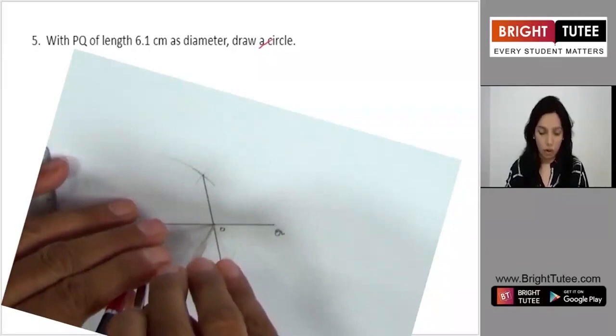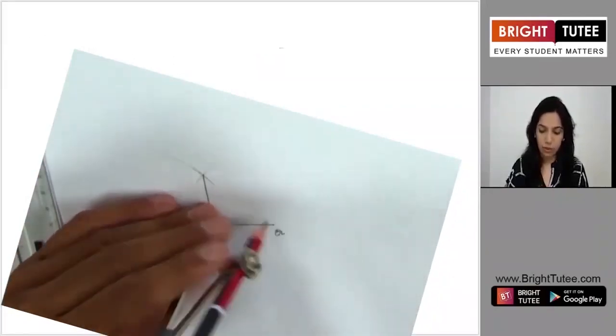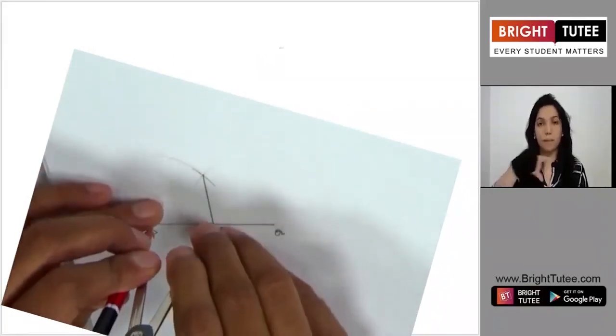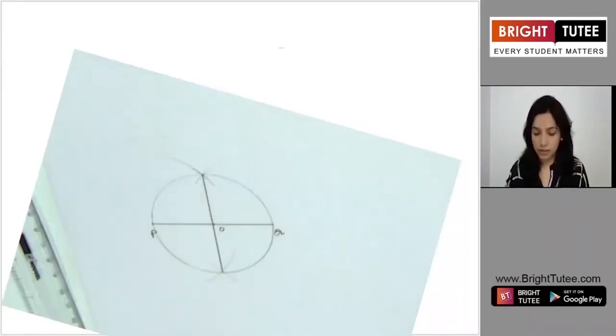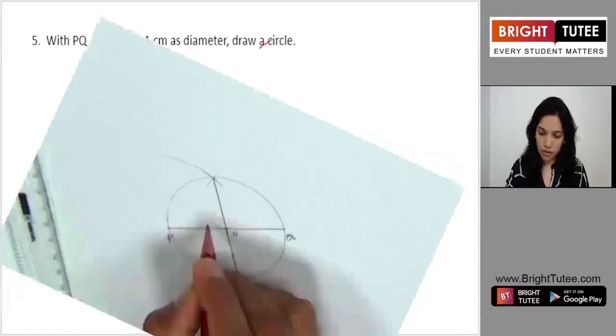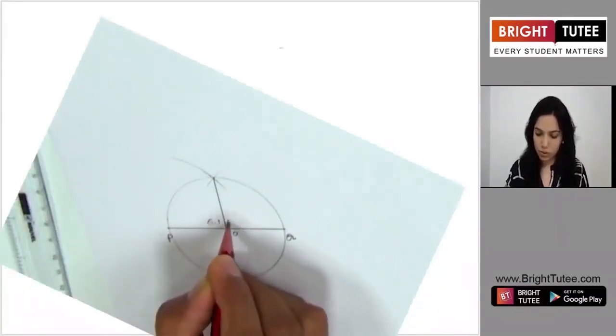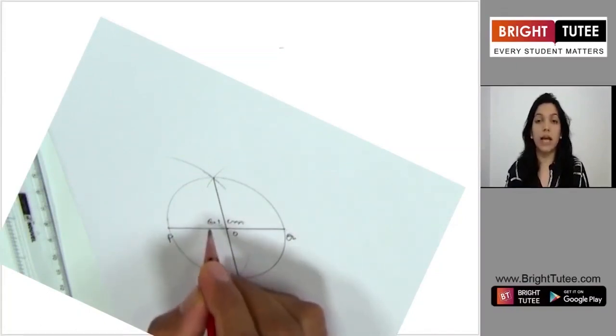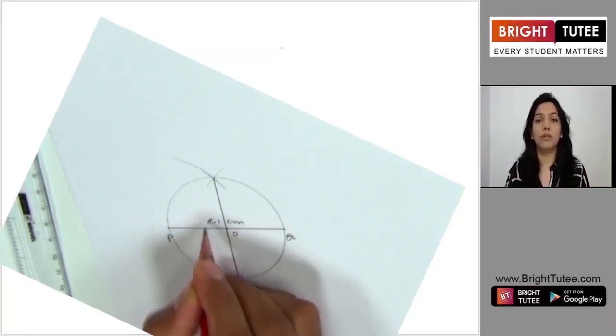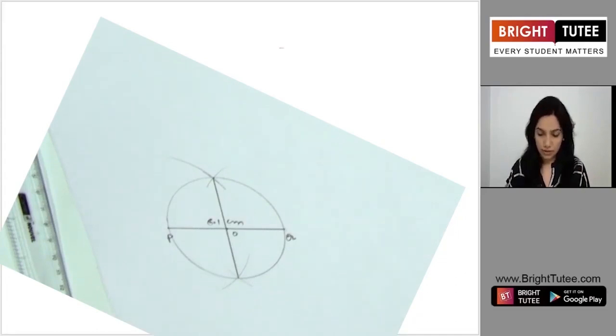And keeping the compass at this particular center point, when you draw a complete circle, like this, you will observe that here we have got PQ, which was 6.1. So 6.1 is now the diameter of this particular circle. Okay, so this is how you draw this circle.